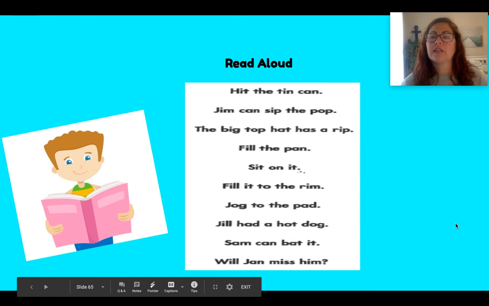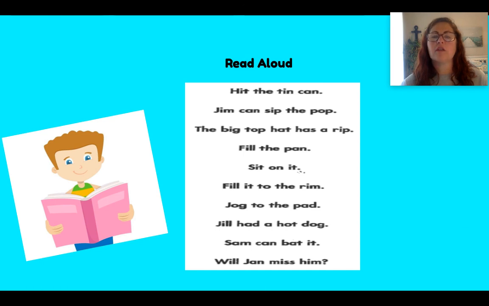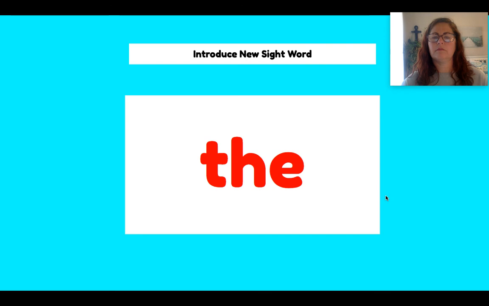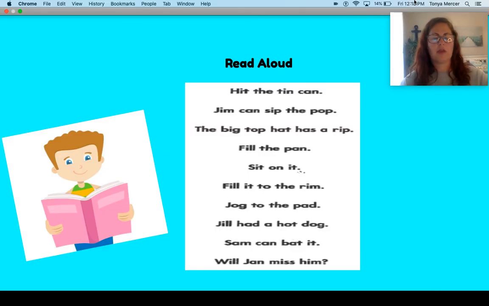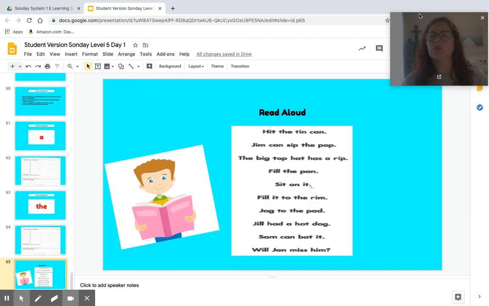And then the final section is the read aloud. Have your child use their finger and go to each word while they read aloud. You can pause the video to give them more time. Oh, sorry. So pause the video on this section, and that will give them more time to complete it.